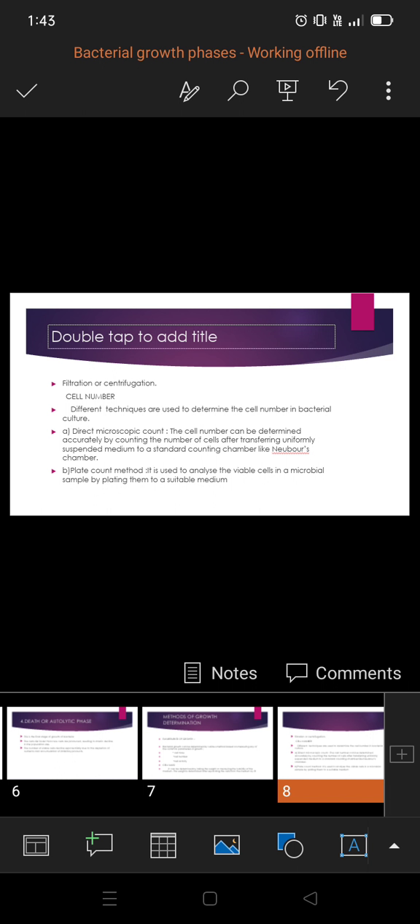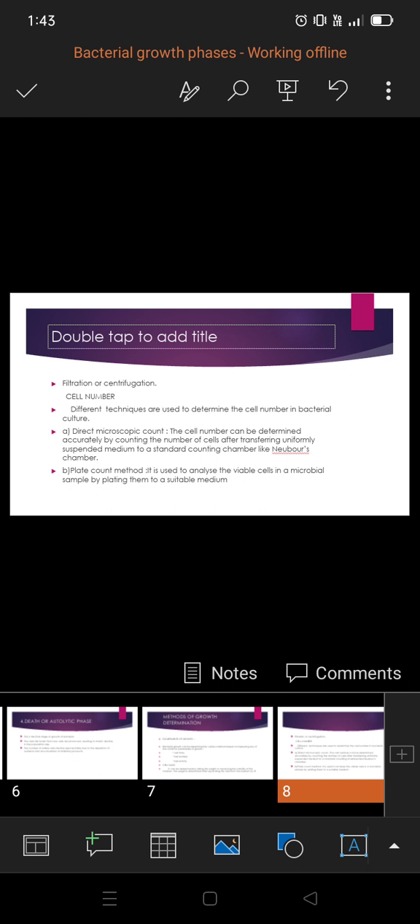Direct microscopic count. The cell number can be determined accurately by counting the number of cells after transferring uniformly suspended medium to a standard counting chamber like a Neubauer's chamber. Populations of microorganisms from natural substrates with high concentration of cells can be enumerated by diluting the substrate to a required level using serial dilution.